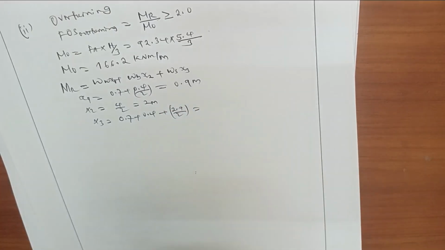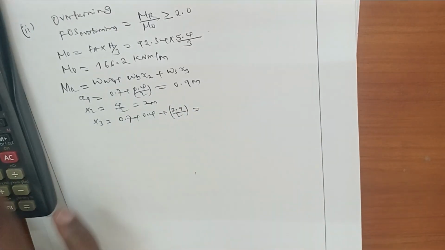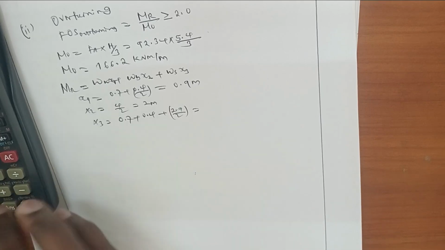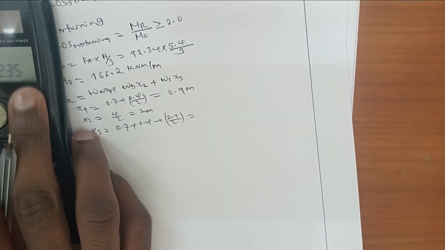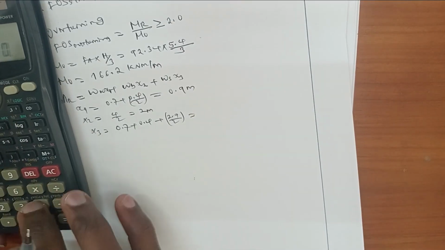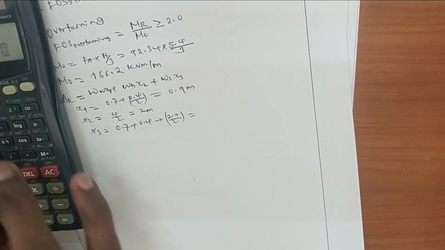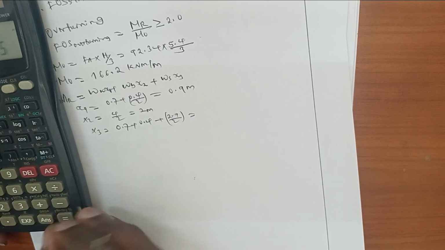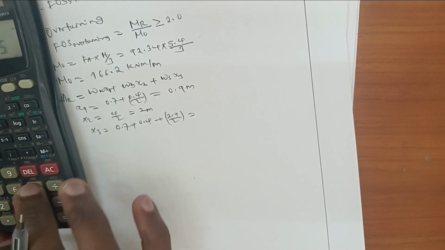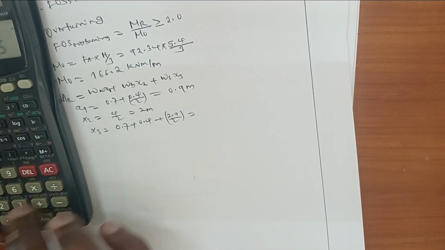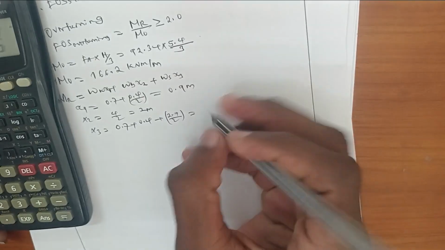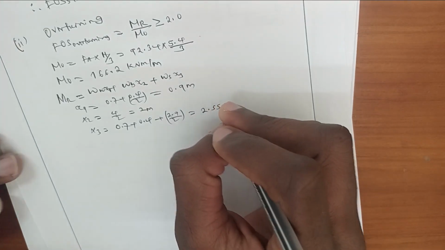It will be equal to 2.9 divided by 2 plus 0.4 plus 0.7. It will be equal to 2.55 meters.